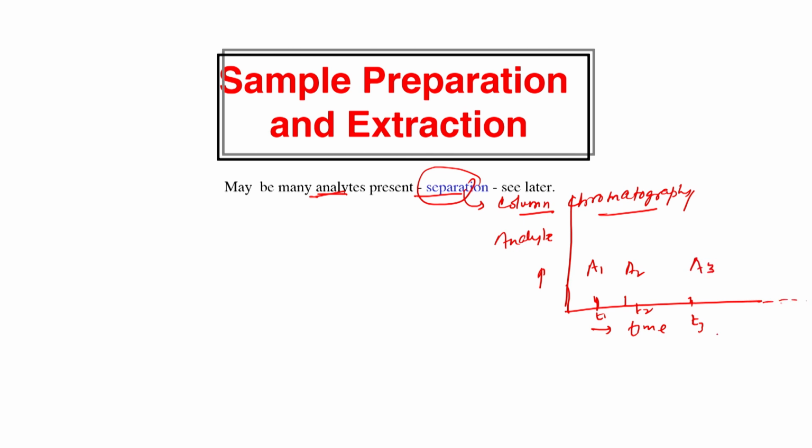So you know this, and then if you have to measure A3, you have to ensure that you are measuring at this time period. All the other samples are ruled out and not measured; only the sample that is coming out at t3 will be measured.